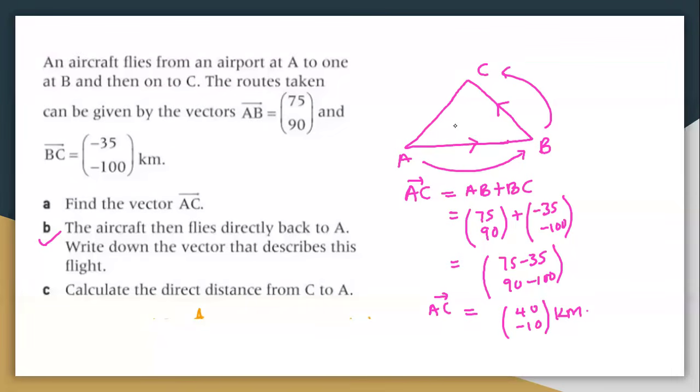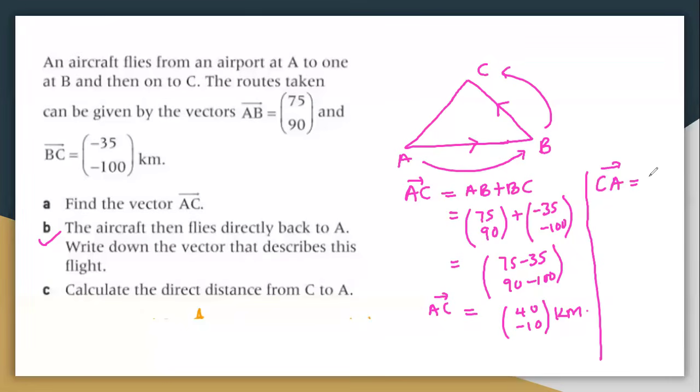The aircraft then flies directly back to A. Write down the vector that describes this flight. Yes, Genesis? Sir, part B, they said that the aircraft then flies directly back to A. It means it is from C to A. C to A, so good.